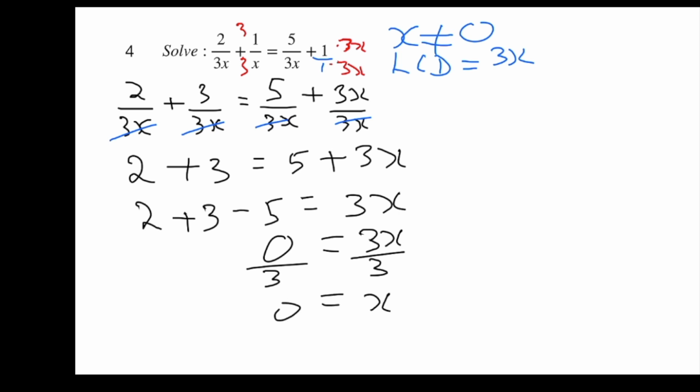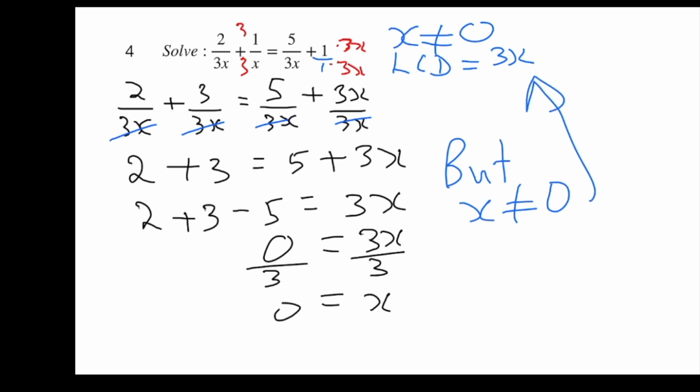But what did we say? We said x should not be equal to 0. Okay, remember what you said up there? X should not be equal to 0. And yet we are getting x is equal to 0. This means there is no other value that x can assume for this equation. The only one it is getting is x equal to 0, but we know that x cannot be equal to 0. So we conclude that there is no solution. So there is no solution for this one.